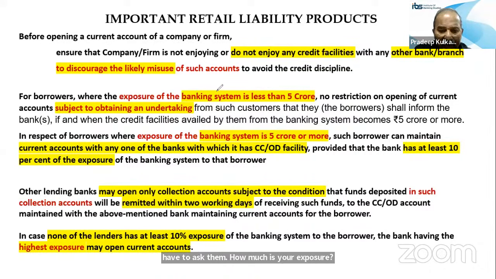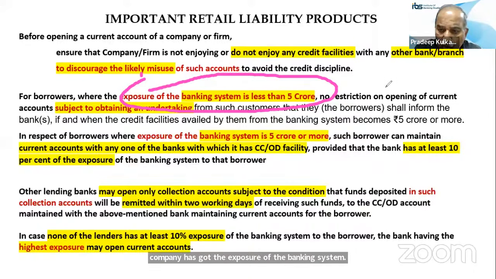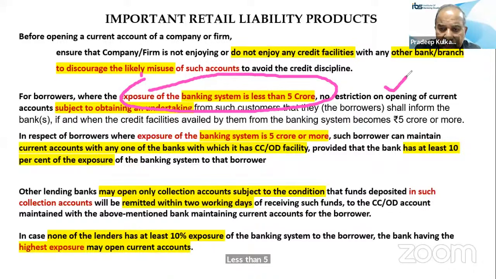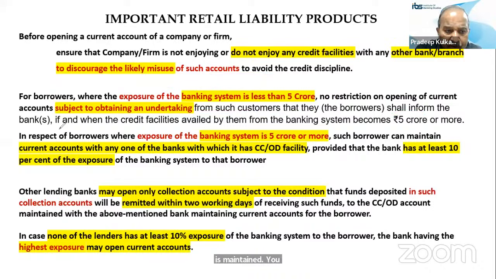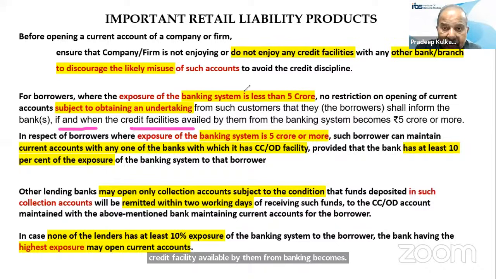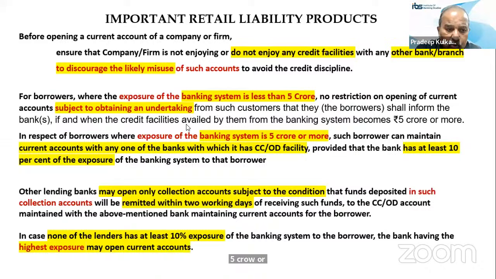Now, because RBI gave a guideline that in case the company has an exposure to the banking system of less than 5 crore, current account opening is not restricted. But whenever we open such an account, we have to inform that bank that their current account is maintained by you also. And if and when the credit facility availed by them from banking becomes 5 crore or more, definitely we have to inform them and ask the customer to close the account, because with more than 5 crore credit limit or loan, he is not supposed to maintain a current account with the other bank.